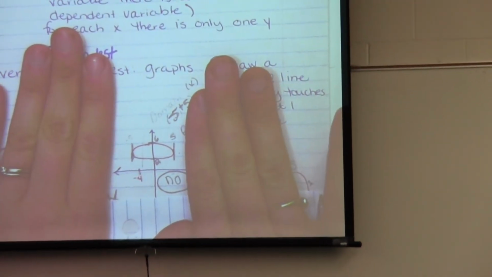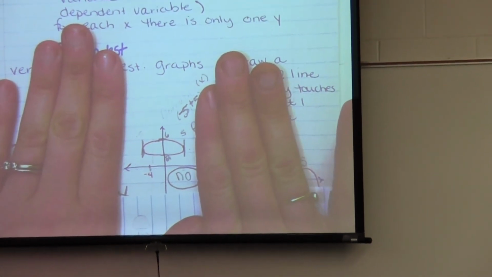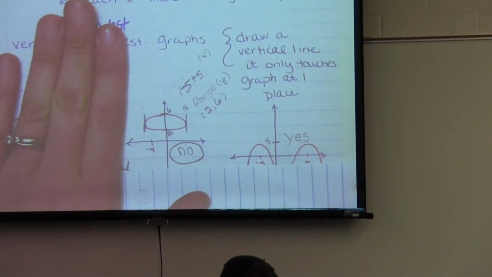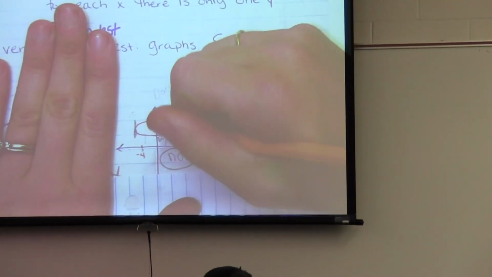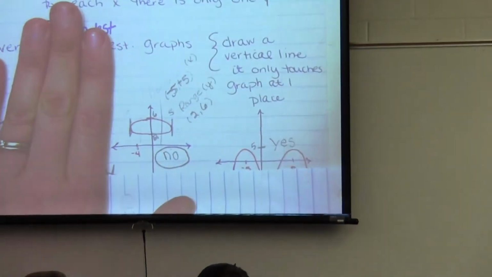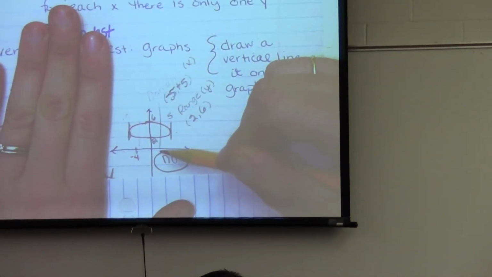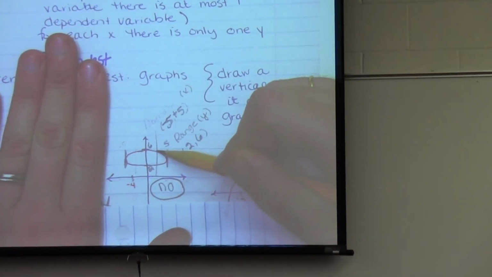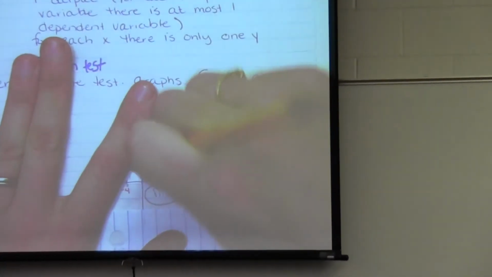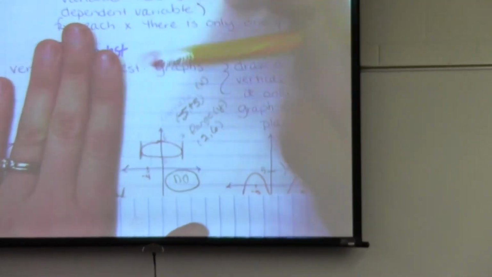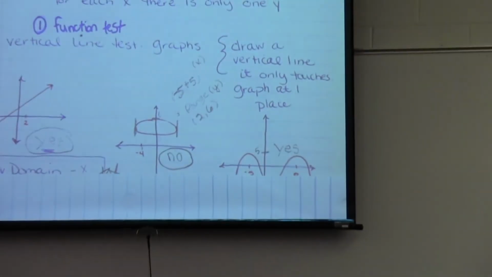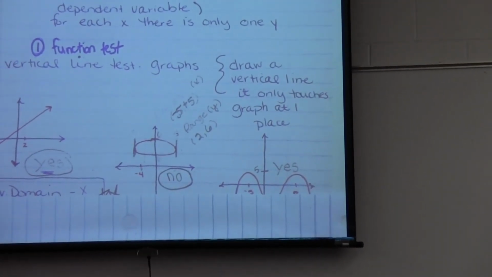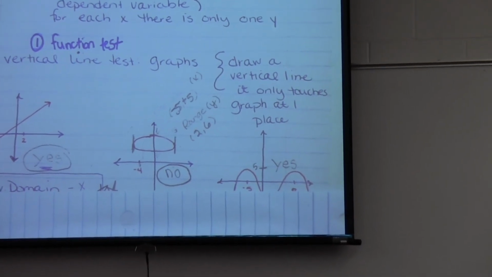On this middle one, if I draw a vertical line, it touches it in two spots. So it cannot be a function, because when x is 2, y would be 4 or 5. So I do not have one y value for one x value. It has to be a one-to-one correspondence.